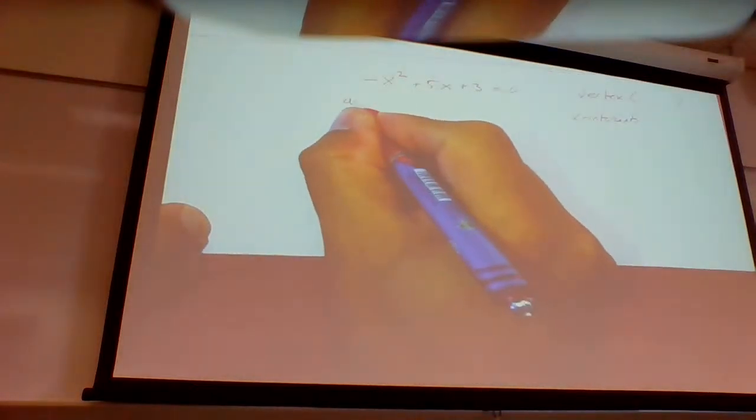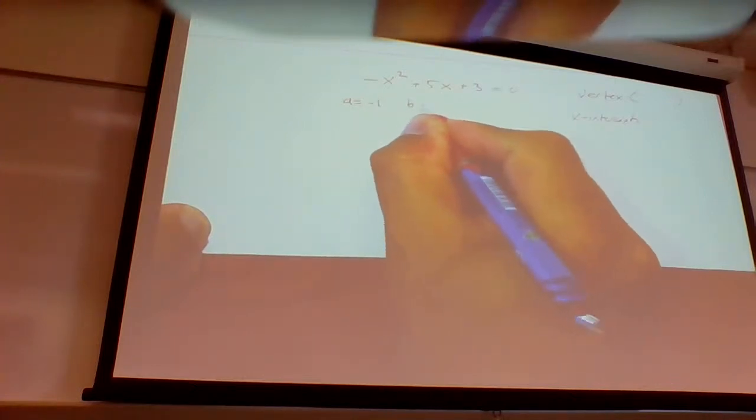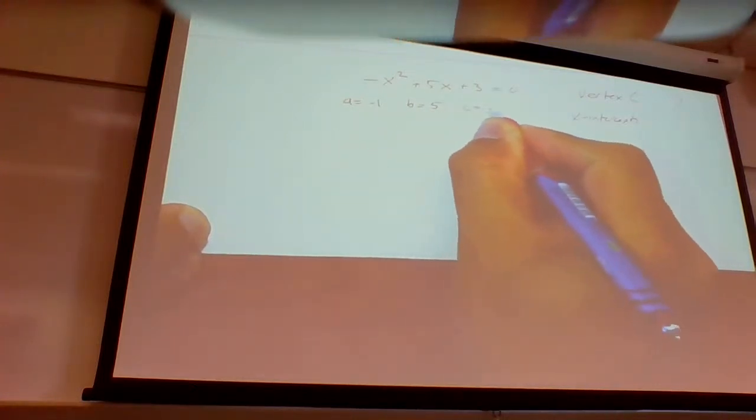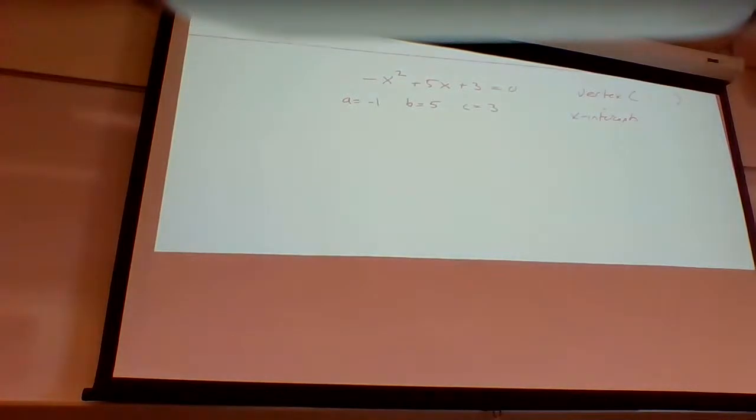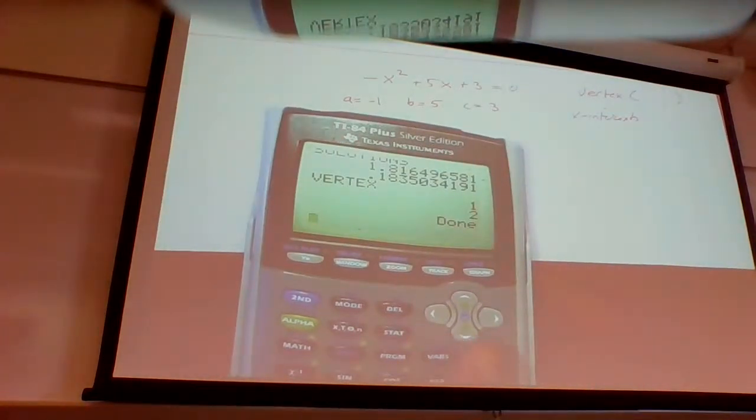And be careful. I asked for vertex, and I asked for x-intercepts. Be careful. So, what's A? -1. What's B? What's C? Any questions so far? Now, I'm using the calculator, but again, I'm only using the calculator because you know how to do it by hand.